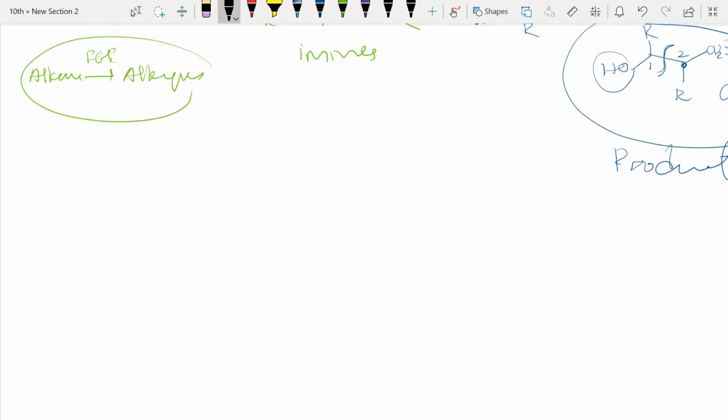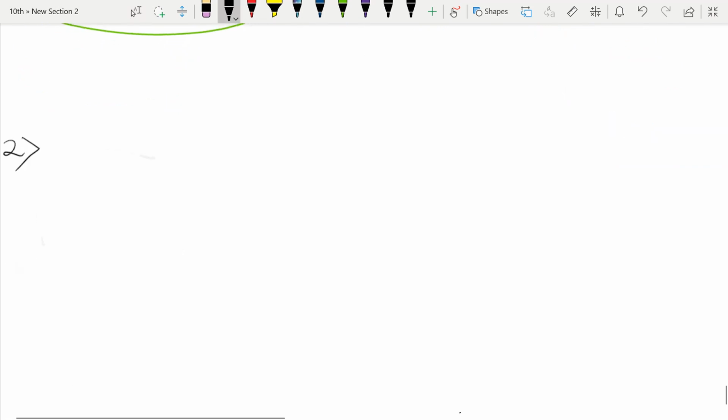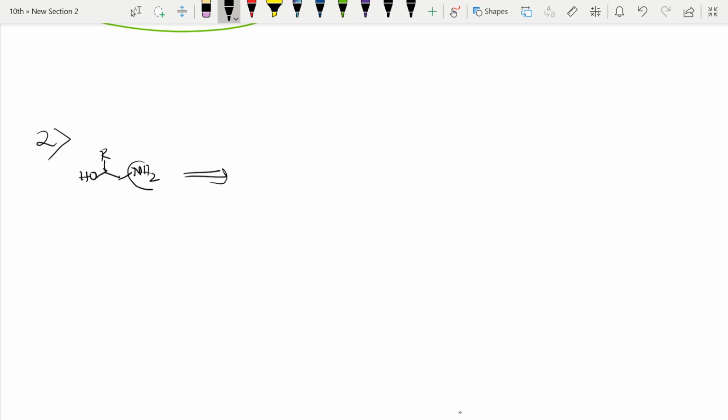Next, let us see one more example, the second one. As we solve examples, you will get to know clearly, right? So for the second one, I will take HO, and here R is there, and here NH2. I hope you are getting it. See here, NH2 is there, so I'll convert it by functional group interconversion. I'm doing reduction, so HO, R, and CN will form, right?